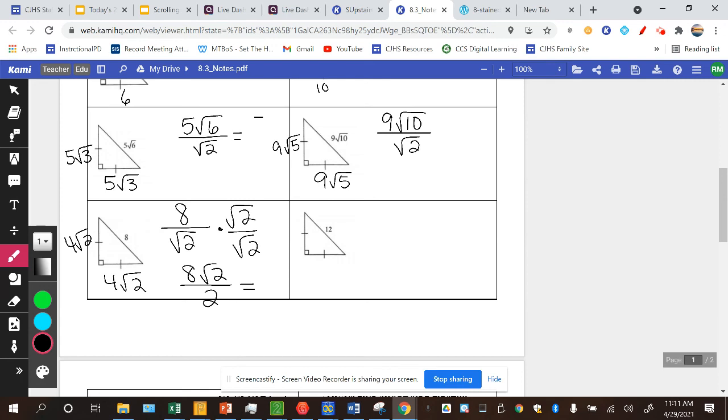Good. Okay, awesome. What do we get? 6 square root 2. 6 square root 2. Oh, you know this? What do we think? Can we move on to the other triangle?